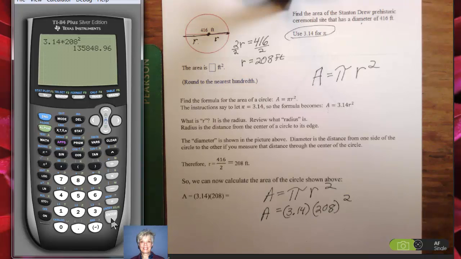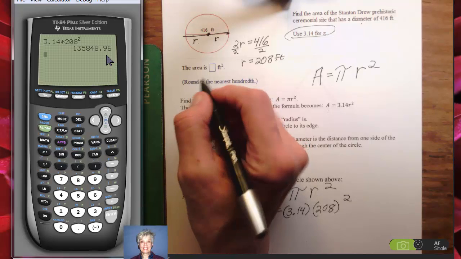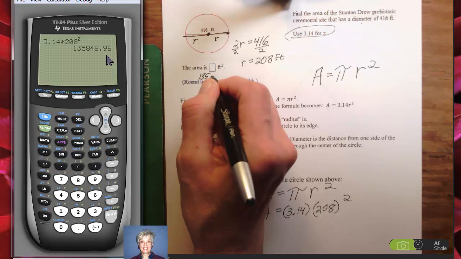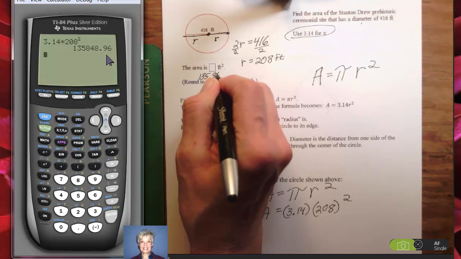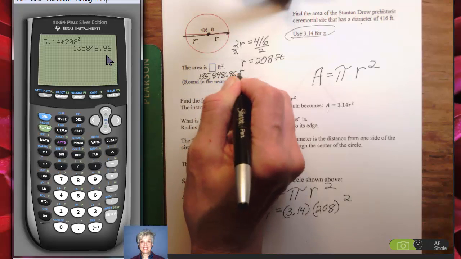And there's your answer. Now notice that the people who wrote the problem actually want, this is from my math lab, round to the nearest hundredth, and this is rounded to the nearest hundredth. So our answer to the area is going to be 135,848.96 feet square, or square feet.